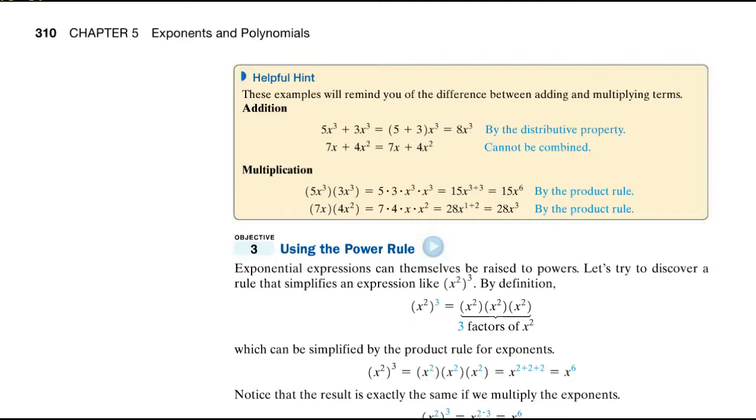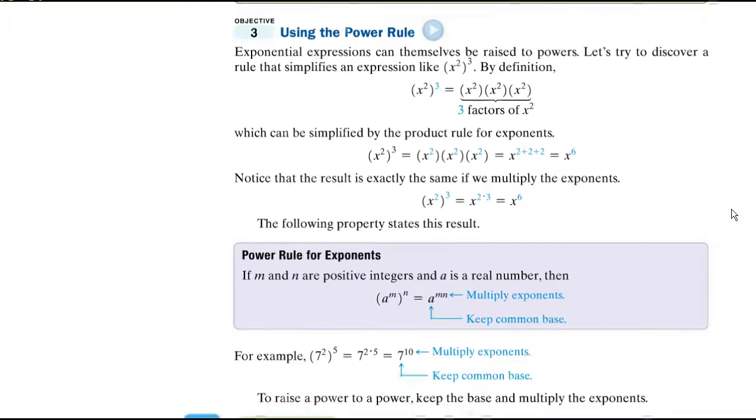Okay, let's go on to objective 3 now. And here we're using what is called the power rule. Now in the power rule, it's a little different. Here we're taking x squared as our base and raising it to the 3rd power, which means this is like this. And if you did this, this would become x to the 6th. Now, keeping that in mind, how would you get it from this?